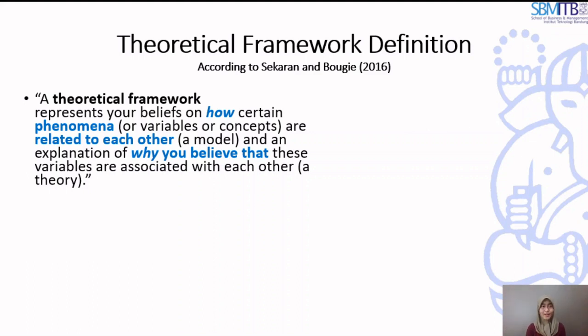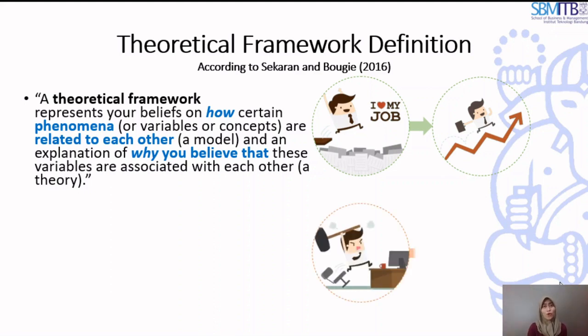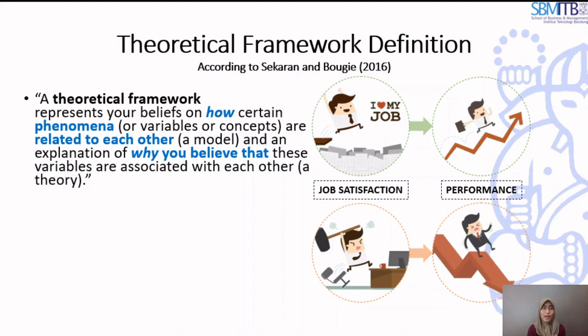Let's take an example. In a work field, you might see that someone who loves his or her job is more likely to have good performance and achieve targets better. On the other hand, a person who hates his or her job tends to perform poorly. According to this event, you might guess that how people feel about their job influences their performance. However, it is not a strong argument.